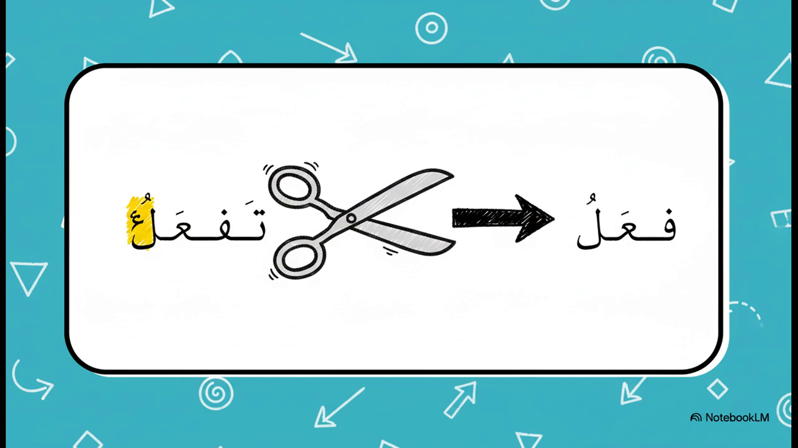It's easy. We'll start with a form you almost definitely already know, the second person present tense. Think of something like tafhalu, which means you do. All you have to do is just drop that ta at the beginning. Yep, that's it. Simple as that.